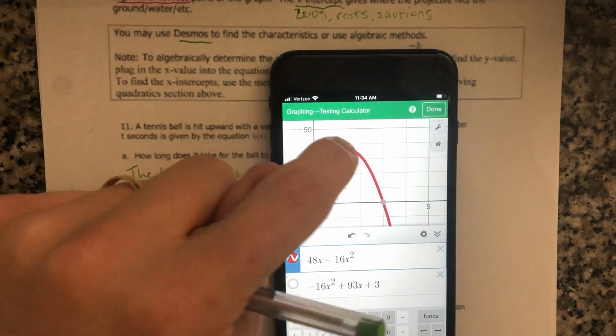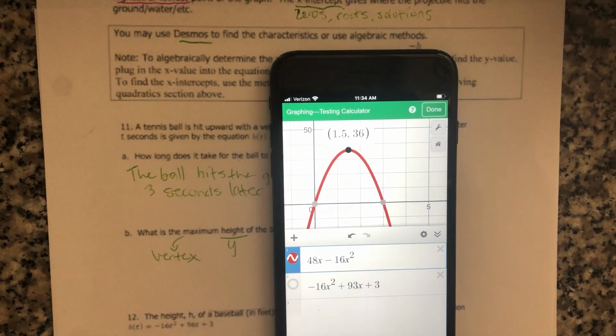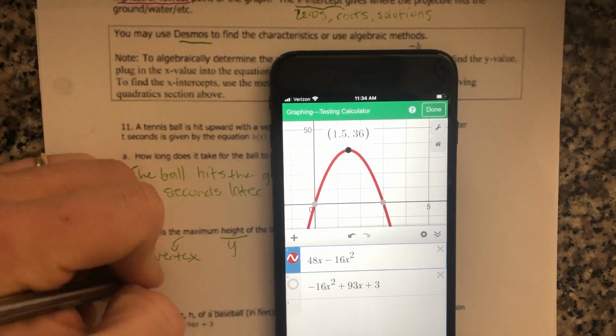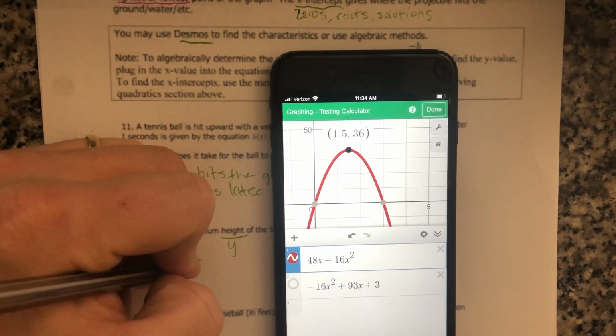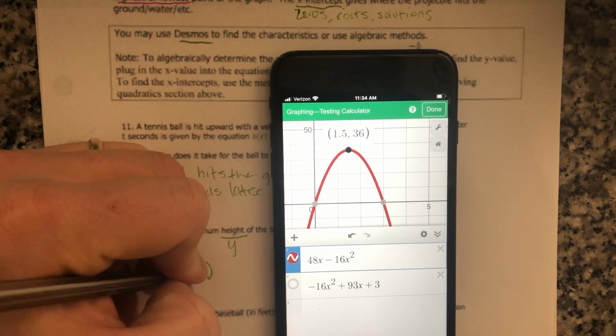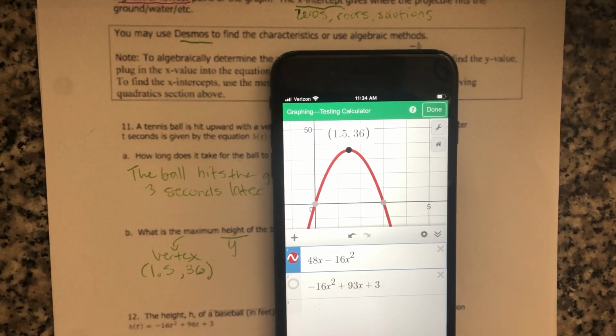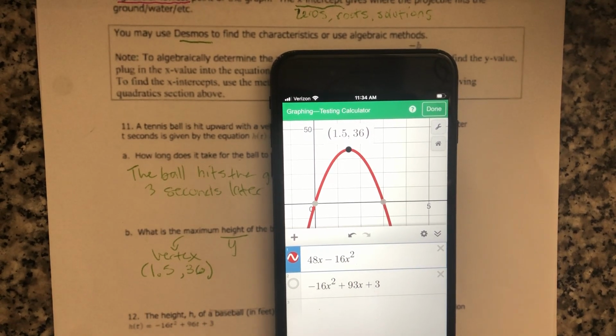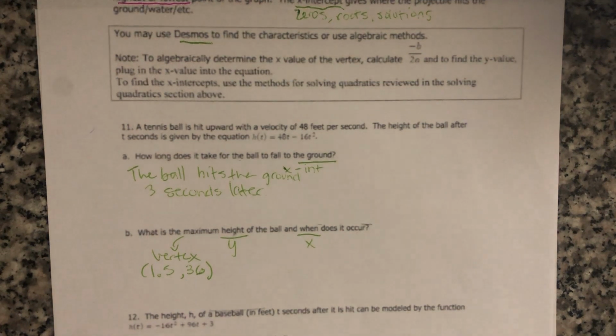So I have 3 gray dots, and the nice thing about Desmos is it gives it to us. So my vertex is 1.5, 36. And so 1.5, 36 is the ordered pair, but we want to write that into the application of this. So I'm going to go ahead and move my phone out of the way for now.